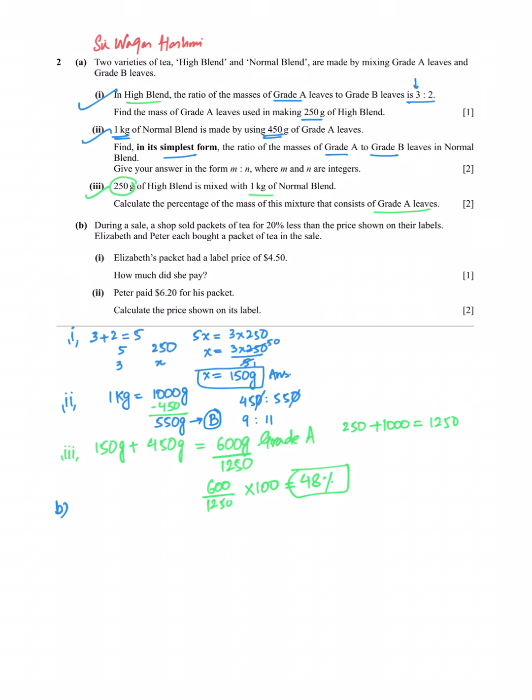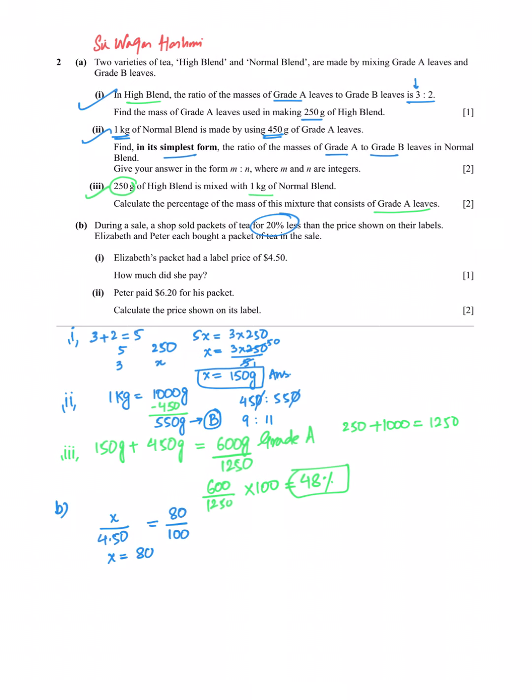It says that during a sale, a shop sold packets of tea for 20% less than the price shown on their labels. Elizabeth and Peter each bought a packet of tea in the sale. Elizabeth's packet had a label price of 4.50. How much did she pay? Alright, so it says that the sale price is 20% less. So if the tag price is 4.50, that is actually the 100% price, right? So after the deduction of 20%, that means the leftover is 80. What should be the price after 20%? So by cross multiplication you will get the answer.